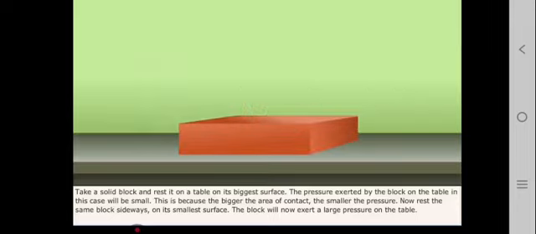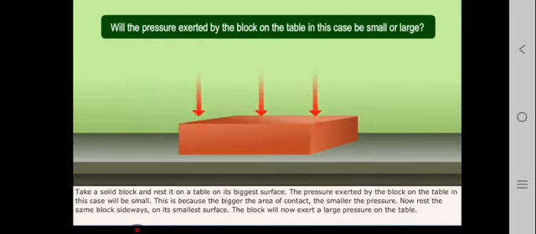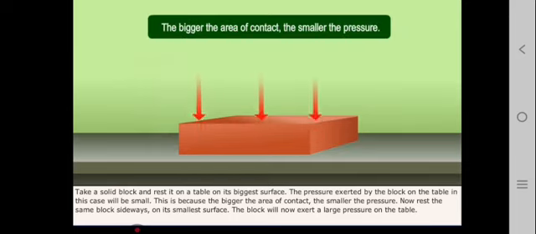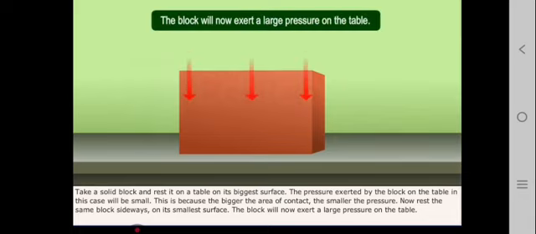Take a solid block and rest it on a table on its biggest surface. Will the pressure exerted by the block on the table in this case be small or large? Well, it will be small, because the bigger the area of contact, the smaller the pressure. Now, rest the same block sideways on its smallest surface. The block will now exert a large pressure on the table.